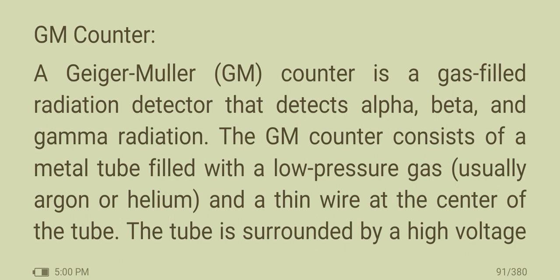First is the GM counter, also called a Geiger-Müller counter, a gas-filled radiation detector that detects alpha, beta, and gamma radiation. The GM counter consists of a metal tube filled with a low-pressure gas.